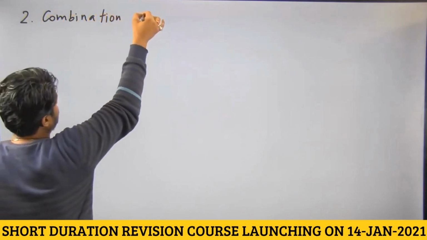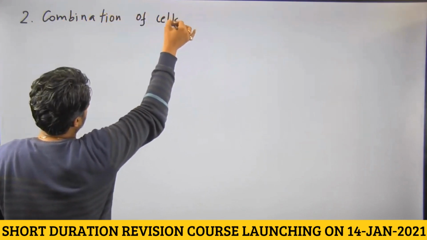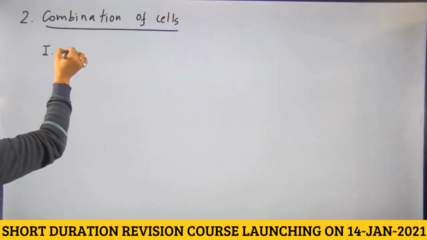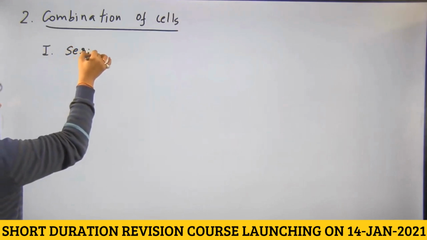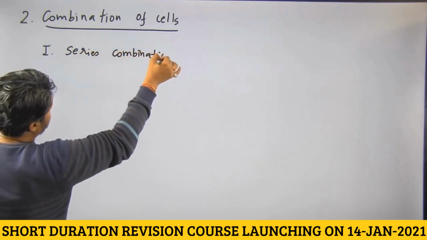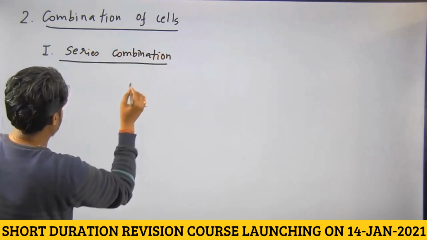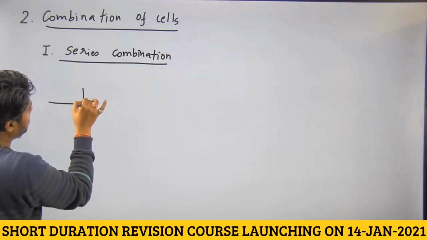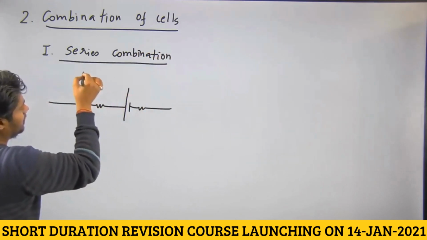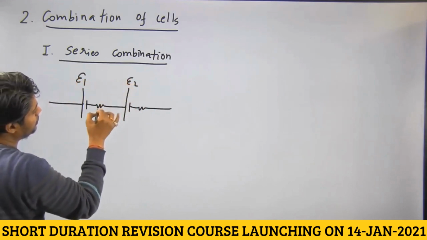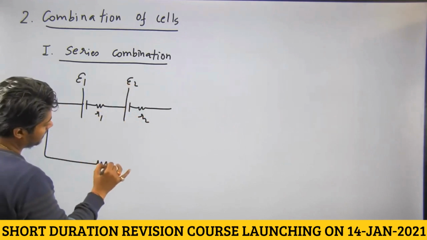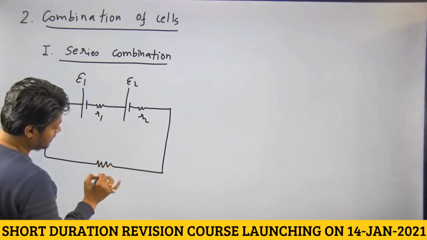Combination of cells. So, the first combination which we are going to talk about is the series combination. What is a series combination? Let us talk. When you connect two cells E1, E2, with R1, R2, to an external resistance like this.